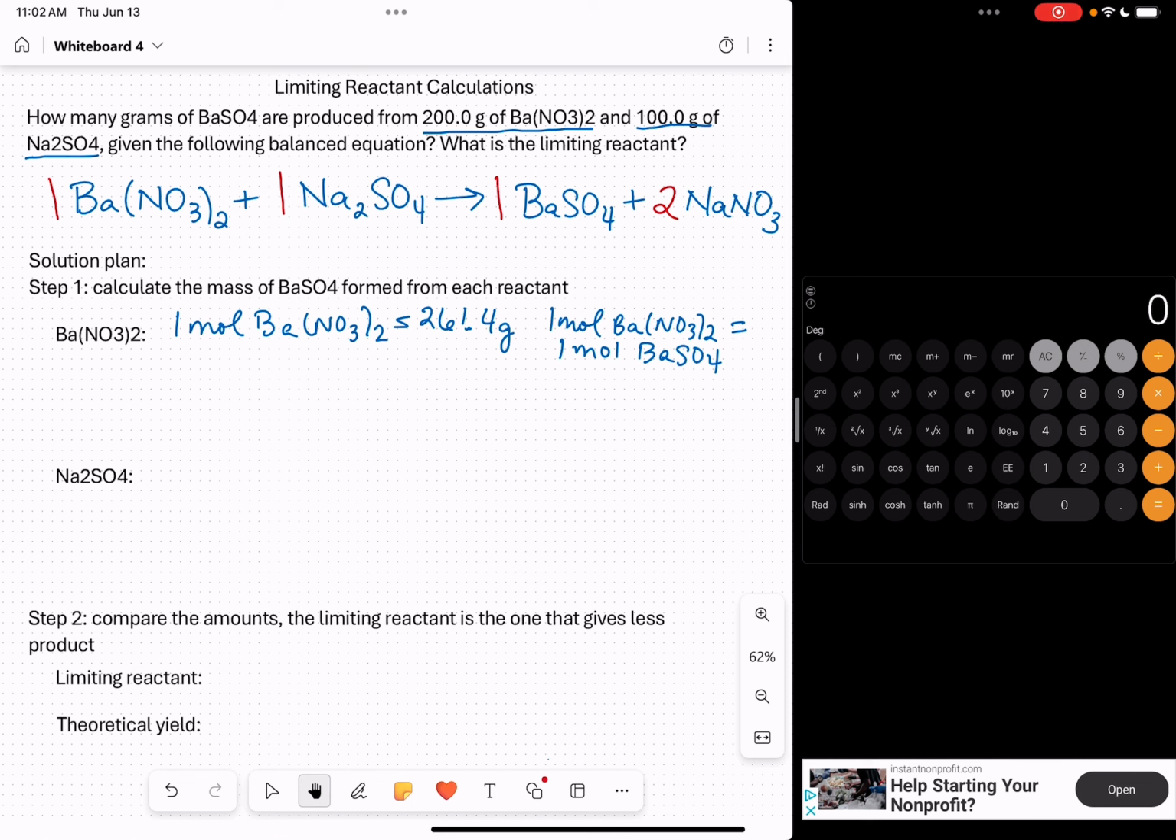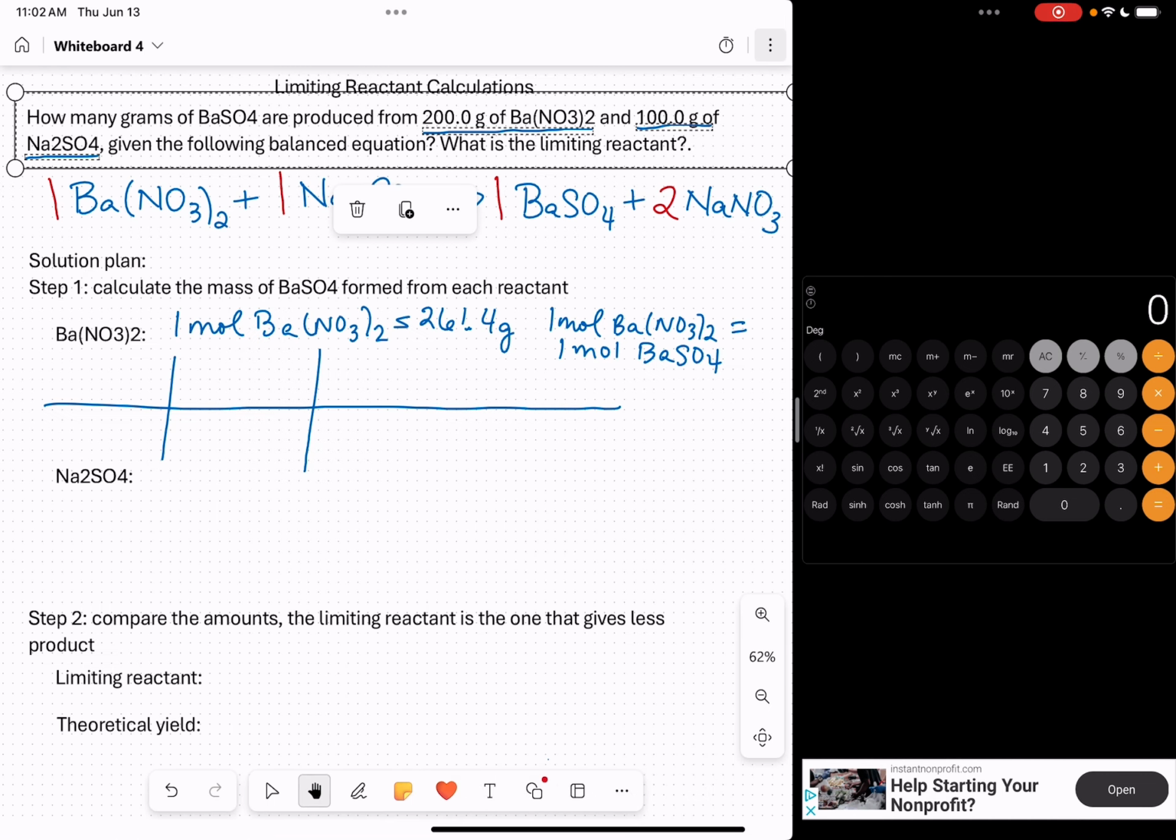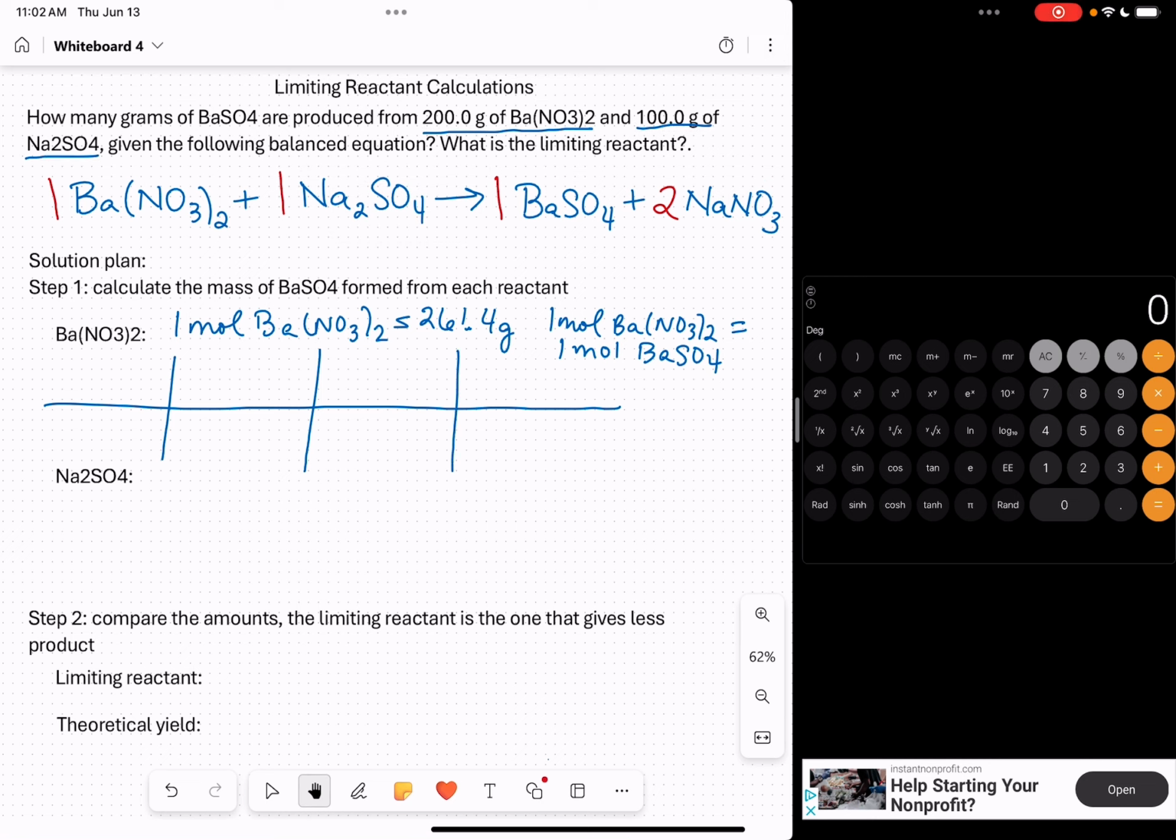Mass calculations are a 3-step conversion factor process. So I'm going to set up my 3-step template here. So I'm starting with 200 grams of barium nitrate. I'm going to fill this box in with a 1. The first thing I need to do is convert grams of barium nitrate to moles of barium nitrate.